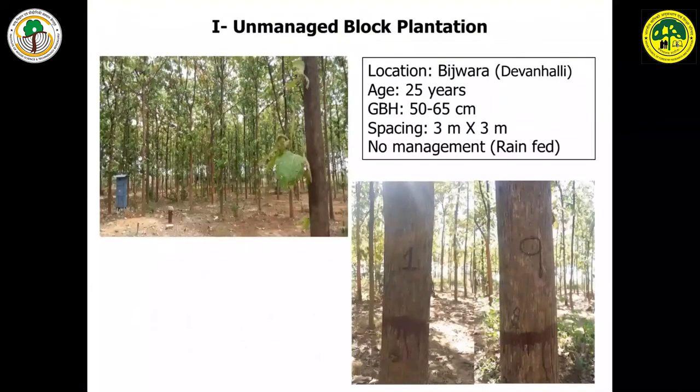So here is the picture of the unmanaged block plantation. The location is near Devanahalli. The age was around 25 years, GBH 50 to 65 variation. Spacing was 3x3. No management was given to this. That's why it is called the unmanaged block plantation.